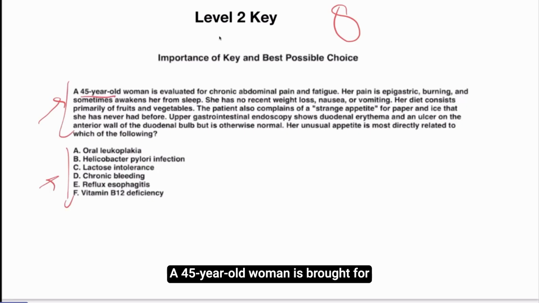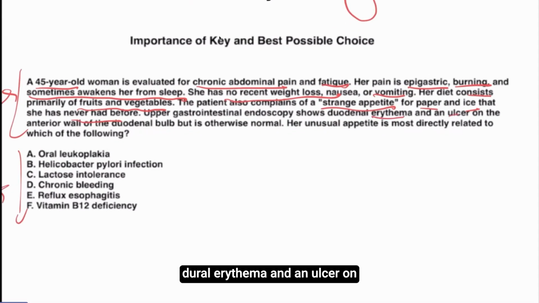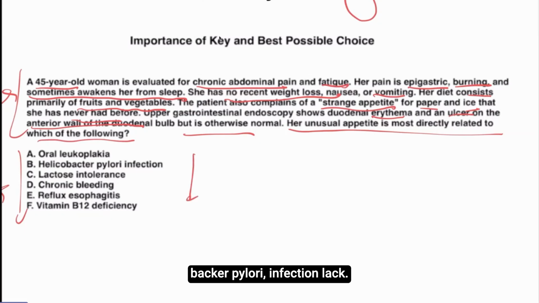A 45-year-old woman is brought in for chronic abdominal pain and fatigue. Her pain is epigastric, burning, and sometimes awakens her from sleep. She has no recent weight loss, nausea, or vomiting. Her diet consists primarily of fruits and vegetables. The patient also complains of a strange appetite for paper and ice that she has never had before. Upper GI endoscopy shows duodenal erythema and an ulcer on the anterior wall of the duodenal bulb, but is otherwise normal. Her unusual appetite is most likely related to which of the following?